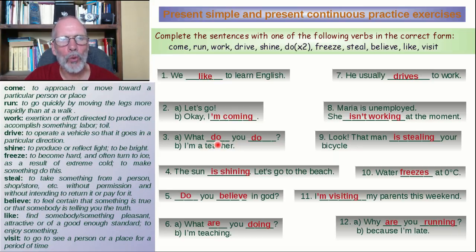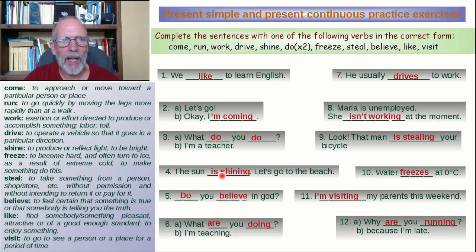Number 3 is a question in the present simple. What do you do? Remember, we've seen this question before. This question is asking you about your job or your profession. The answer here is I'm a teacher. Number 4. The answer is shining. Shine, to produce or reflect light, to be bright. When we say in English the sun is shining, we mean that it's sunny outside. It's not cloudy.